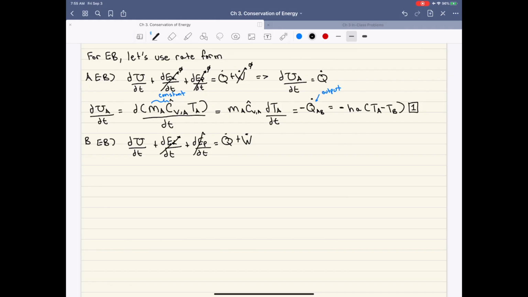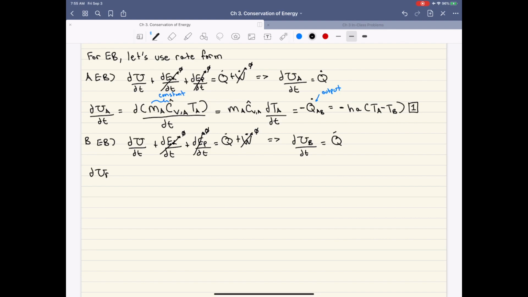We don't care about changes in kinetic or potential energy. We don't care about changes in work, or there is no work, so that also goes to 0. So our energy balance reduces down to the change in internal energy of the cylinder, system B, is equal to some sort of total heat.